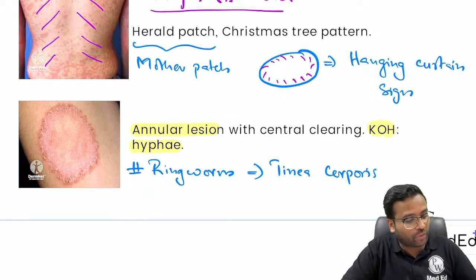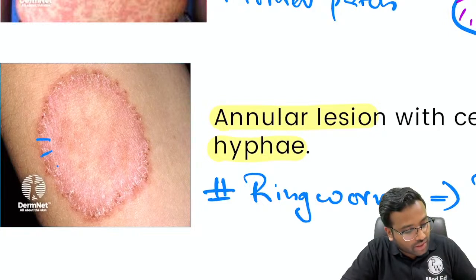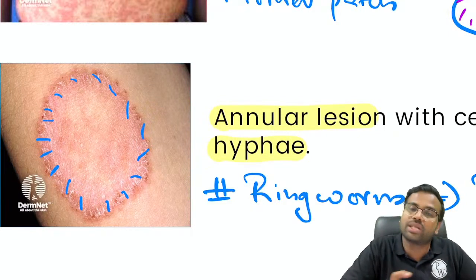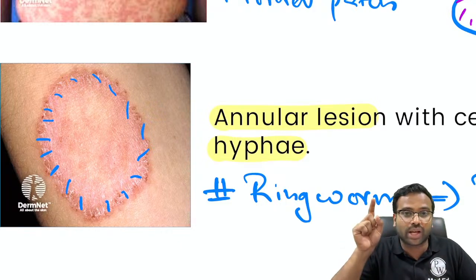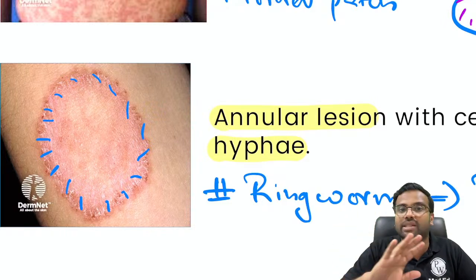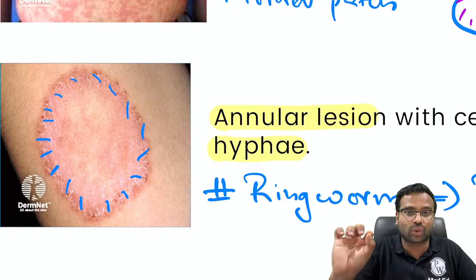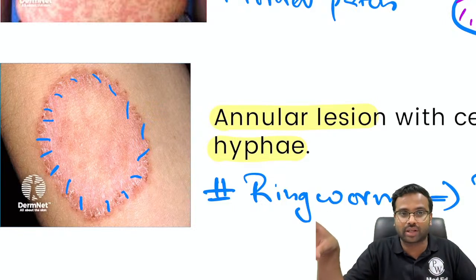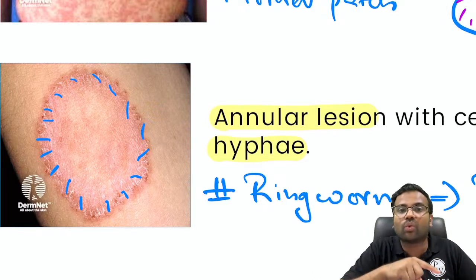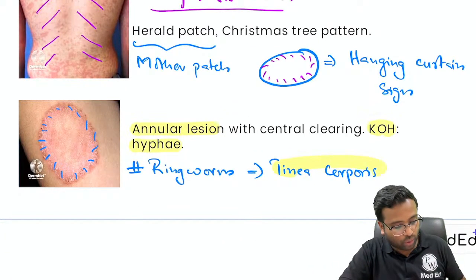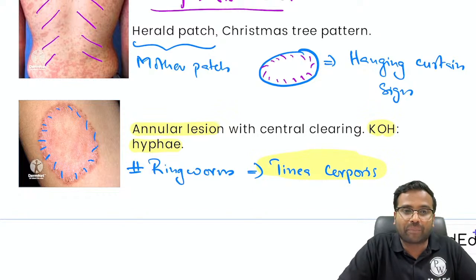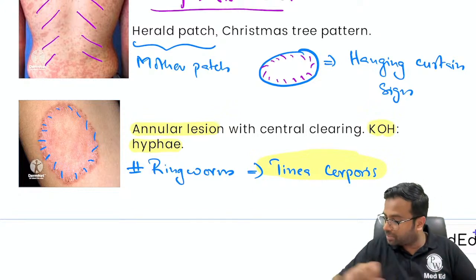In an annular shape, you can see that even in this condition, the scaling is present towards the periphery of the lesion, just like in Pityriasis rosea. But in Pityriasis rosea, if you do a KOH test, will you get KOH as positive? The answer is no, because Pityriasis rosea is not a fungal infection, whereas this one, ringworm, is a fungal infection, and this is called Tinea corporis. I hope it makes sense.